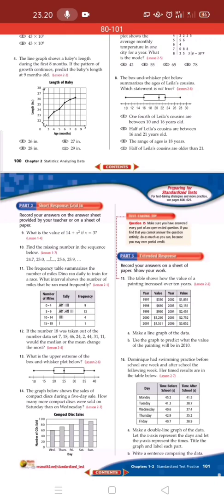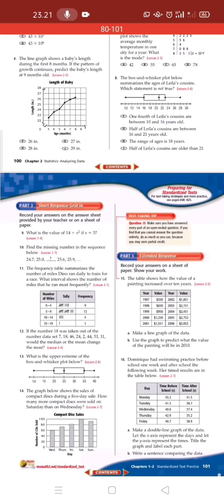10. Find the missing number in the sequence below. 24.7, 25.0, 25.6, 25.9. 11. The frequency table summarizes the number of miles Dinner ran daily to train for a race. What interval shows the number of miles that he ran most frequently?